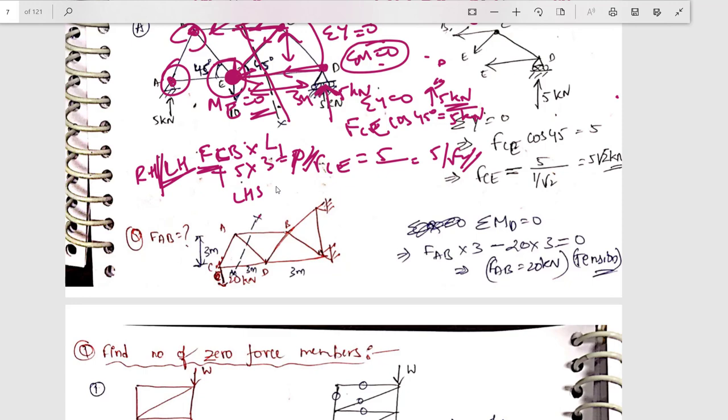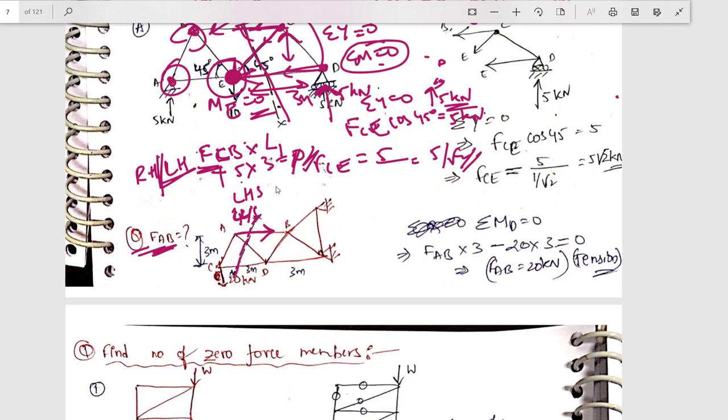Now solve this question using that concept. I have to find FAB, the force in member AB. Where is my AB? This is my AB. So obviously I will cut and select the left hand side structure because it is simple compared to the right hand side analysis, right? So I am taking the left hand side.